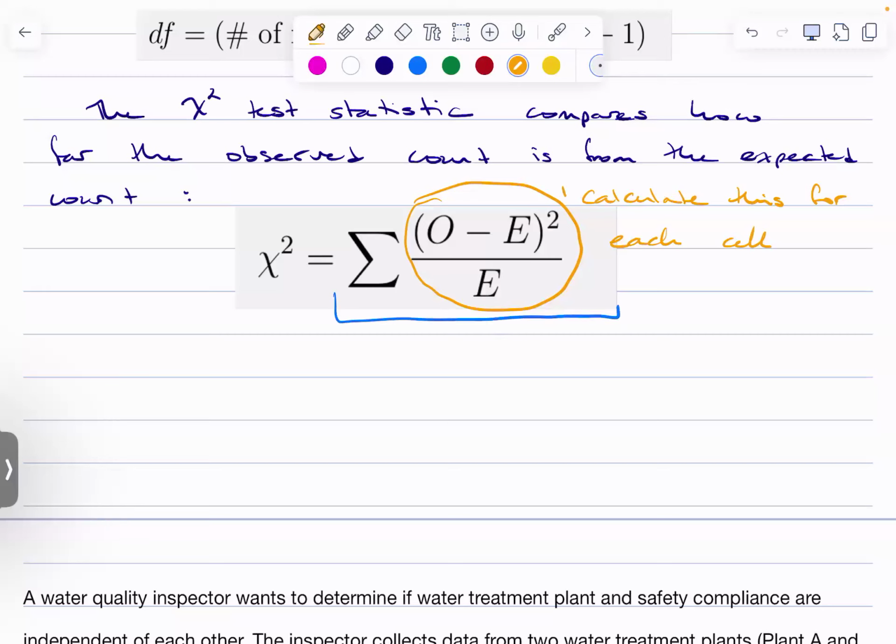I'll say step number 1, and then step number 2, add them all up. Which requires, okay, so to calculate the observed minus the expected squared divided by the expected, you need the observed count, which you'll have, but you also need those expected counts. And then you're off to the races. You need your observed count, your expected count, and then you can make a new column where you square it, and then a new column where you divide by E if you want to break it down nice and slow, or I would probably recommend using Excel.